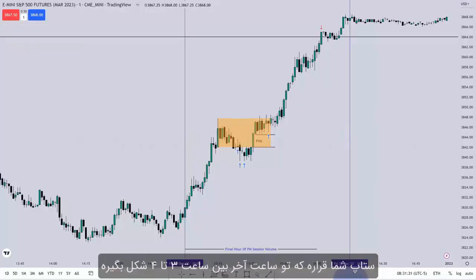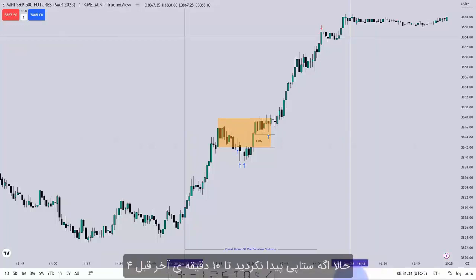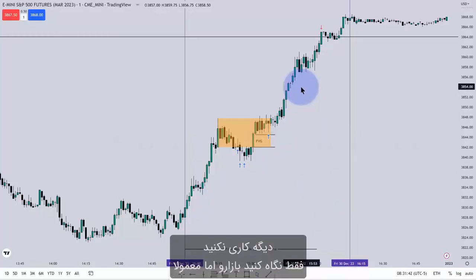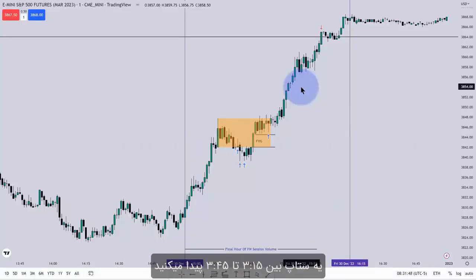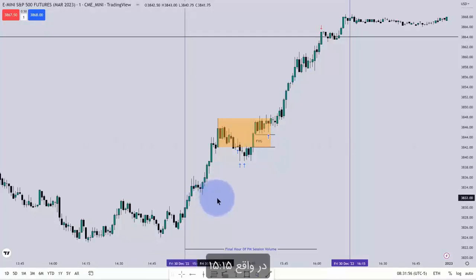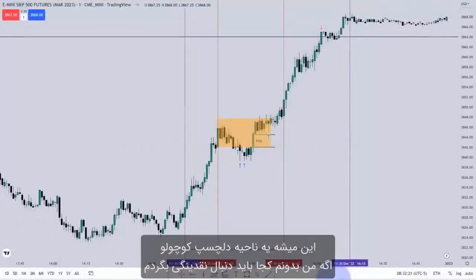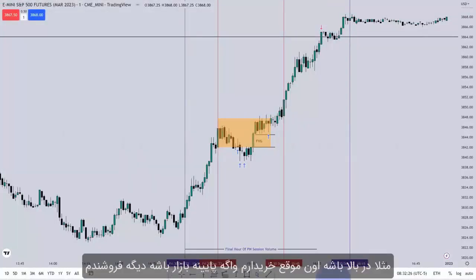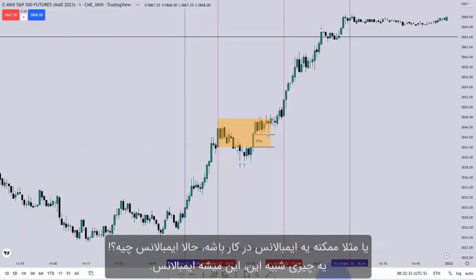Your setup is going to form in the last hour between 3 o'clock and 4 o'clock. If you don't have a setup by 10 minutes to 4, don't do anything. Just observe it. But generally, you're going to find between 3:15 and 3:45, which would be in New York time on TradingView, which would be 15:15, that is like a little tiny small sweet spot where I know where I'm looking for liquidity, above the marketplace if I'm bullish, below the marketplace if I'm bearish, or if there's an imbalance.